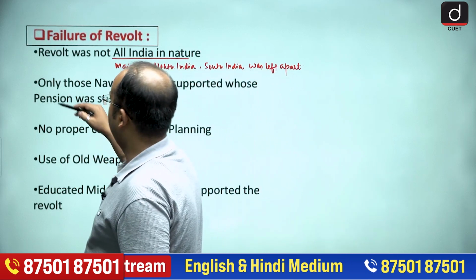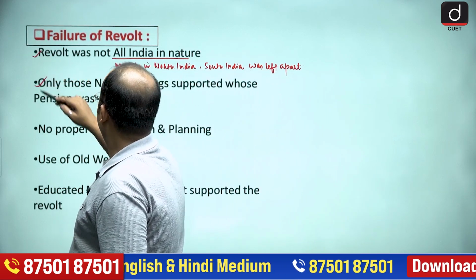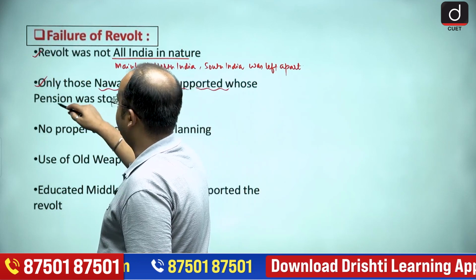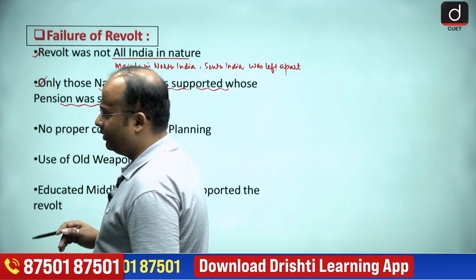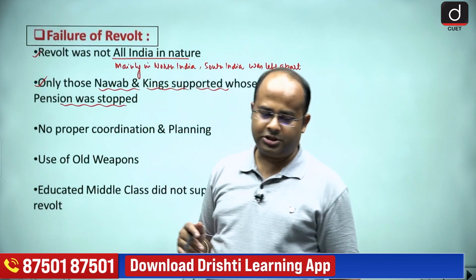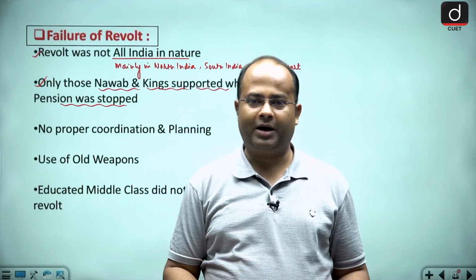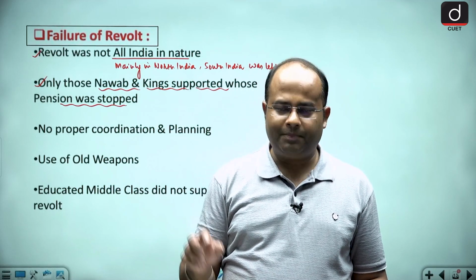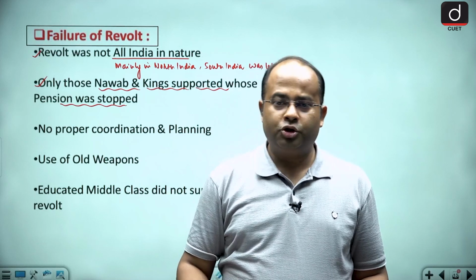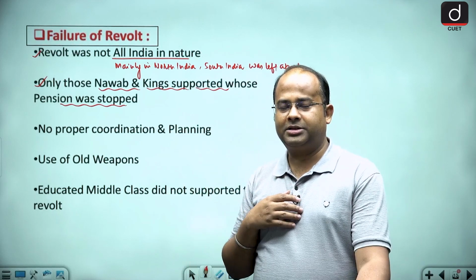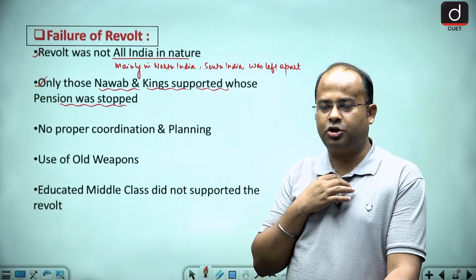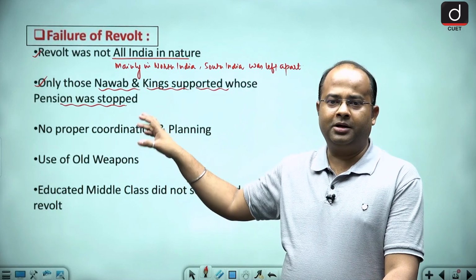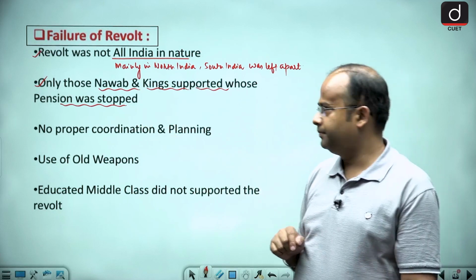Next was that only those Nawabs and kings supported the revolt whose pension was stopped. Now guys, when the British East India Company took the powers of the Nawabs and the kings, they were given pensions. And later the pension was also stopped. So only those Nawabs and kings supported the revolt whose pension was stopped, so that if the British government gets fearful, they would restart the pension.